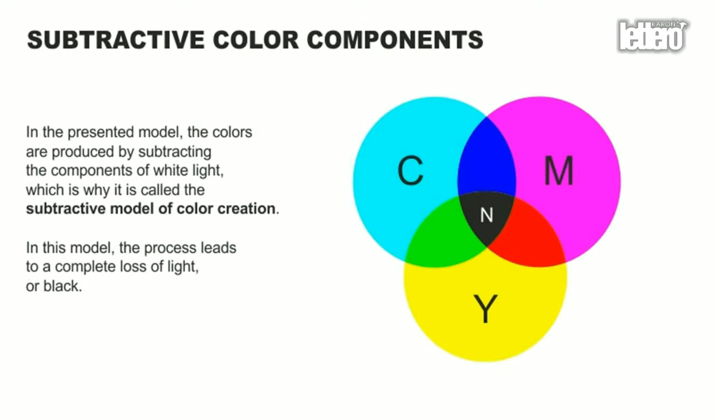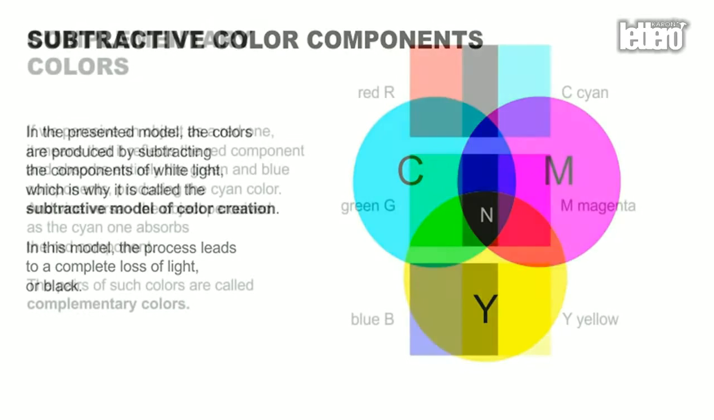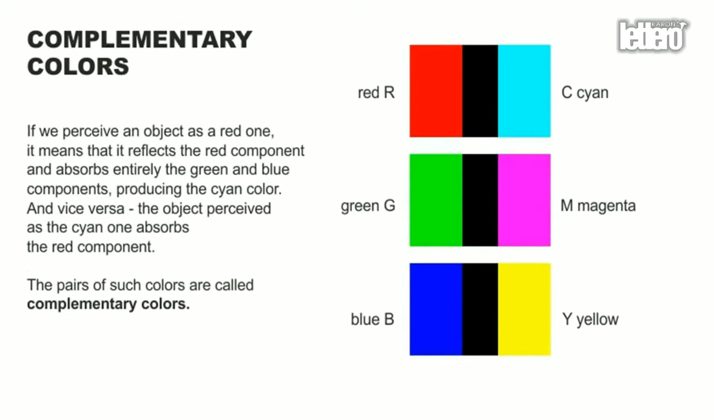In the model presented, hues result from the subtraction of components of white light. This is why we call it the subtractive model of hue creation. If we perceive an object as red, it means that the object reflects the red component and absorbs entirely the green and blue components, which together produce the cyan hue. The reverse is also true.